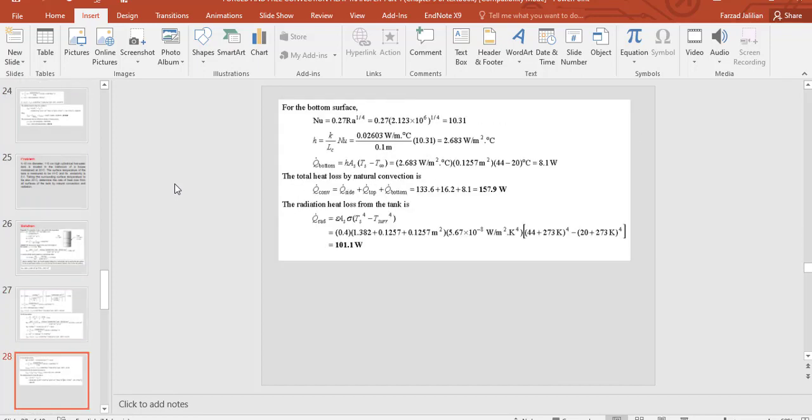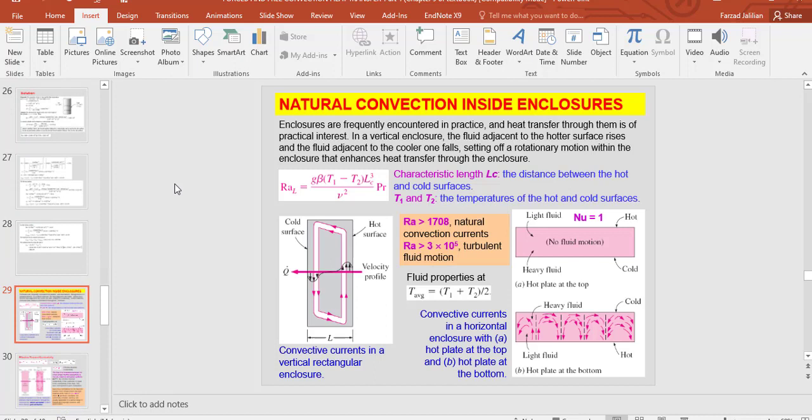Today I am going to continue our discussion about natural convection inside an enclosure. If you don't know what an enclosure is, an enclosure is actually a helpful object, which is mainly used for electrical circuits, and those components are mainly inside these enclosures. So the temperature inside this enclosure is important.